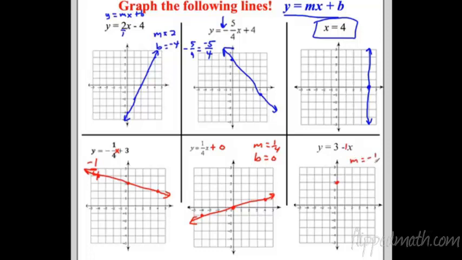But remember, it's a fraction. It's negative 1 over 1. So I'm going to go down 1 over 1, down 1 over 1, and keep going. And can I go back? Sure. Up and then back, up and back. Keep that pattern going.